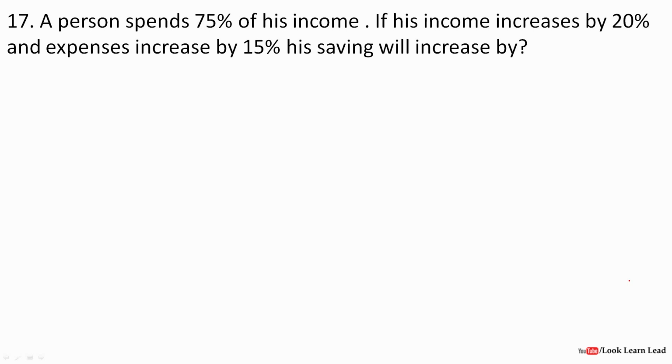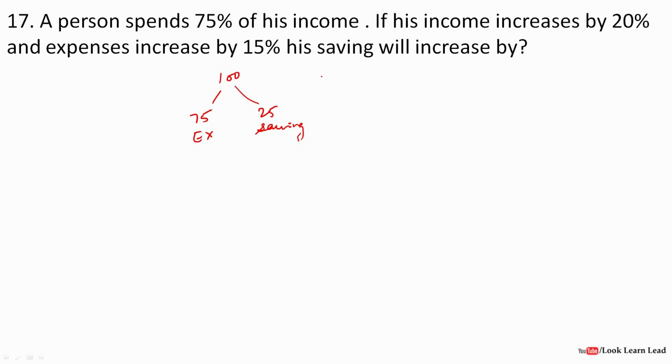A person spends 75% of his income. So if he has 100 rupees, he spends 75. This is expenditure, so savings would be 25. This is savings. Now, if his income increases by 20%.